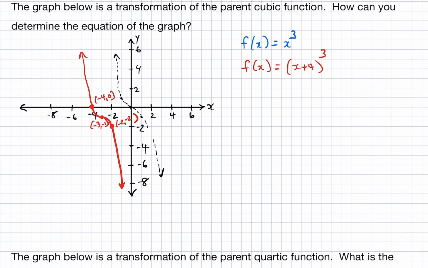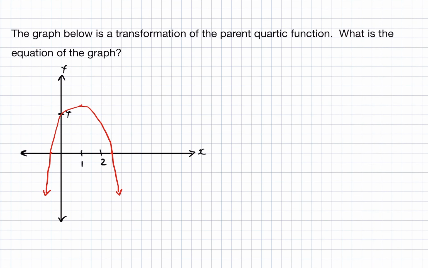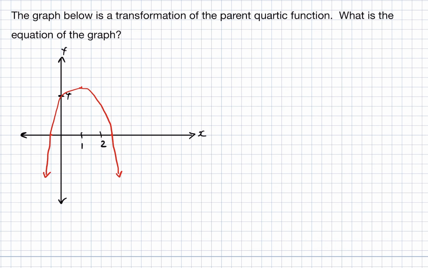Okay, now let's take a look at one more function. The graph below here is a transformation, so it means it's been moved from the parent quartic function. And the question is, what is the equation of this graph? Well, the parent quartic function is as follows. It's f of x is equal to x to the 4th. Quartic means to the power of 4.